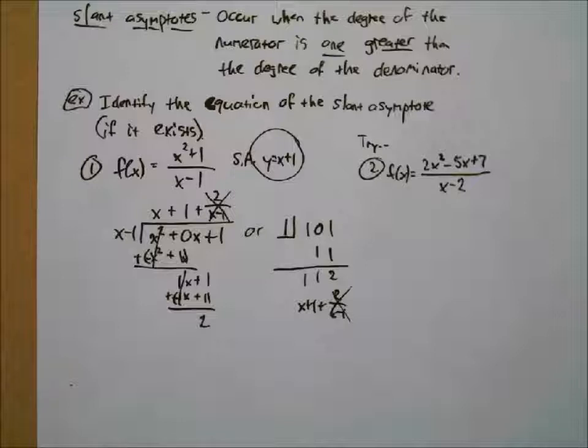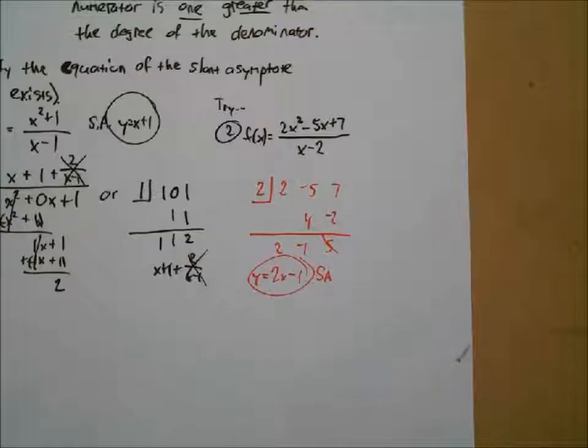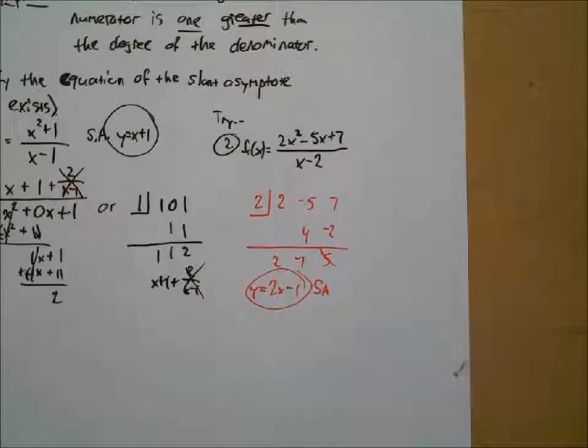All right, what's the equation of the slant asymptote? 2x minus 1, exactly right. So there is a slant asymptote there. All right, questions on any of that?